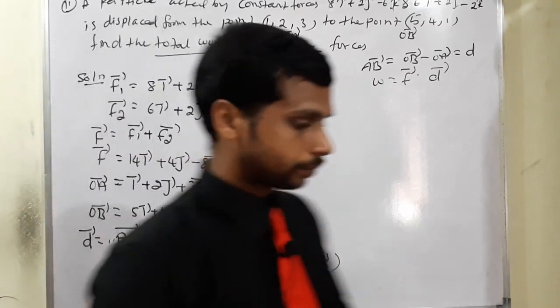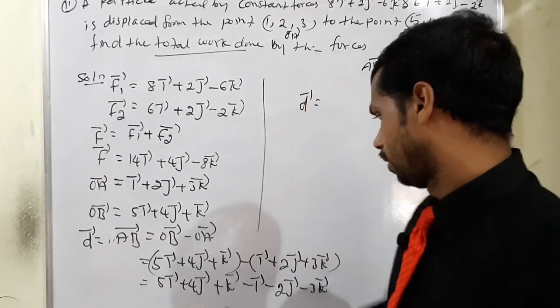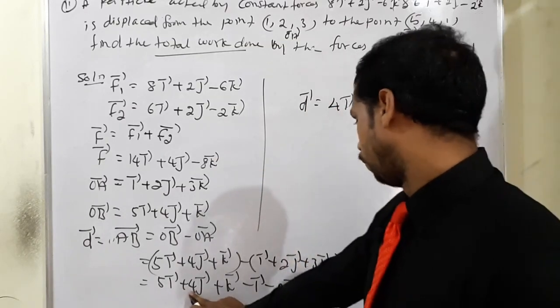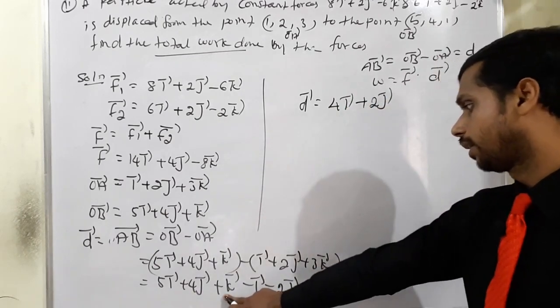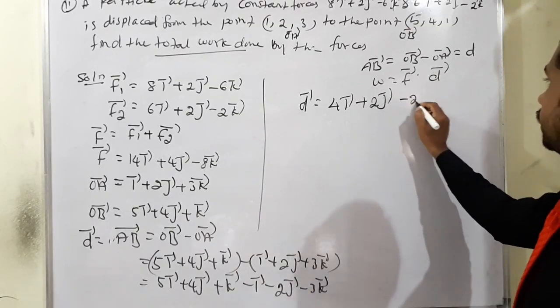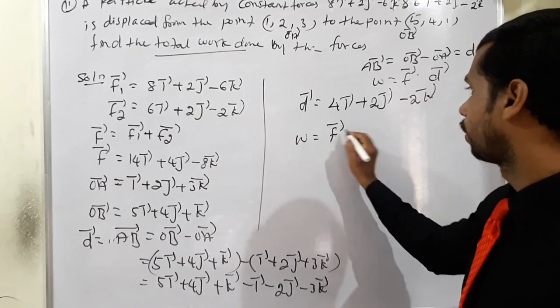Therefore, displacement D vector is equal to 5i minus i, we can write it 4i vector; 4j minus 2j, so plus 2j vector; last, k minus 3k, so minus 2k vector. Therefore, work done is equal to, what is the formula? F vector dot D vector.